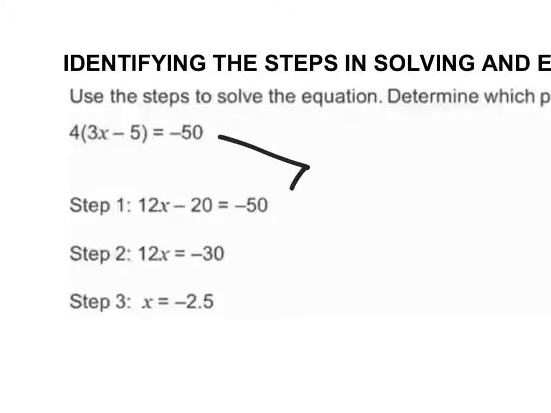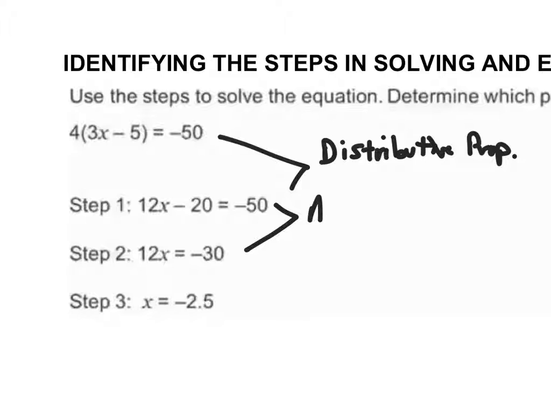So 4 times 3x gives me 12x, 4 times negative 5 gives me negative 20, equals negative 50. So what I did there was the distributive property. Now the next step, to isolate this, I would add 20 to both sides to move my 20 over. So from this step to this step, what I did was the addition property of equality.